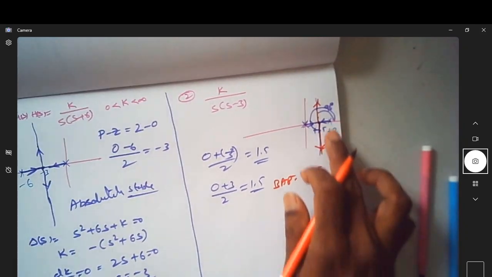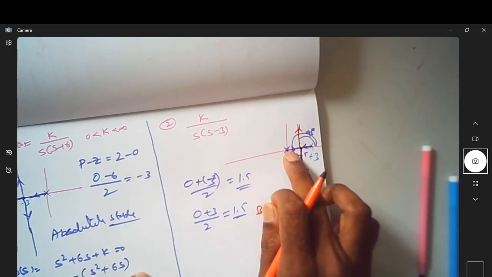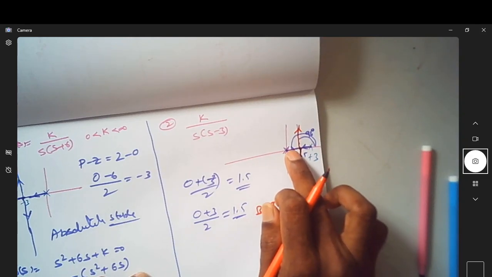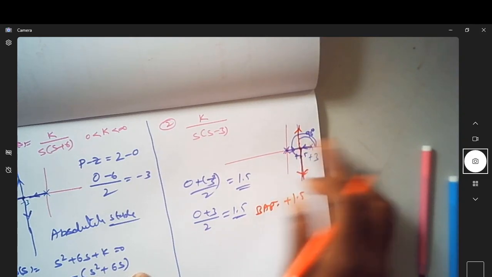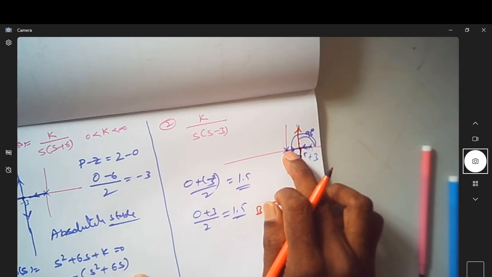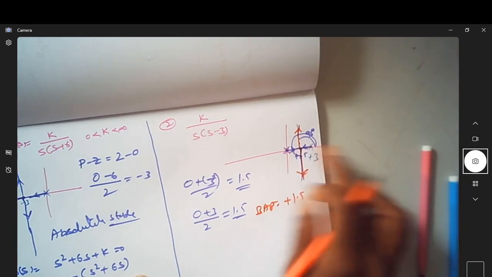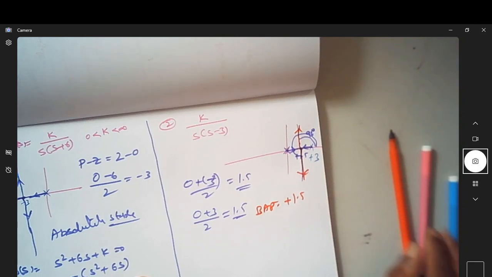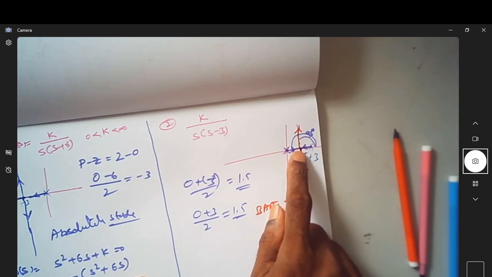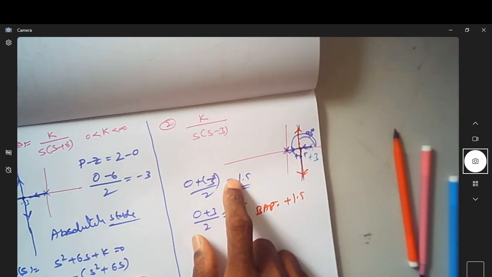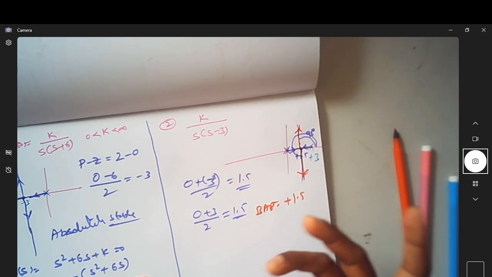You will certainly get plus 1.5 as the breakaway point. So if you can see here, for any value of k greater than 0, one pole is always on the right hand side, and this one will also be going to the right hand side. The system is absolutely unstable, because 2 poles will always be on the right hand side for any value of k beyond 0.